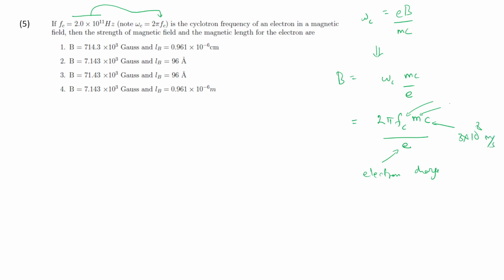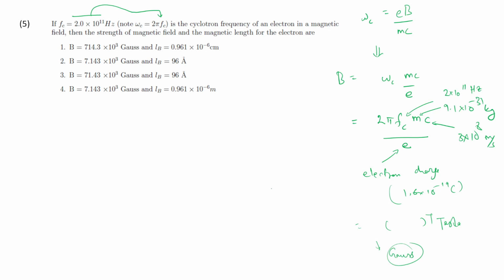c is 3 into 10 to the power 8 meter per second, m is 9.1 into 10 to the power minus 31 kg, and Fc is given in the question, it is 2 into 10 to the power 11 hertz, and e is 1.6 into 10 to the power minus 19 coulomb. You put everything, you will get B in Tesla, some number in Tesla, and that you have to convert to Gauss. You have to use this conversion factor.